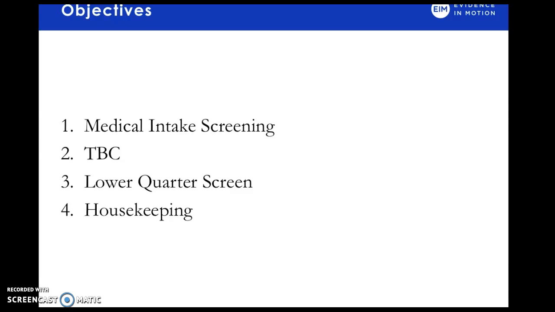Within this wrap up, I'm just going to highlight a few points around medical intake screening, treatment-based classification, lower quarter screening, and then finally get to just a few housekeeping items.